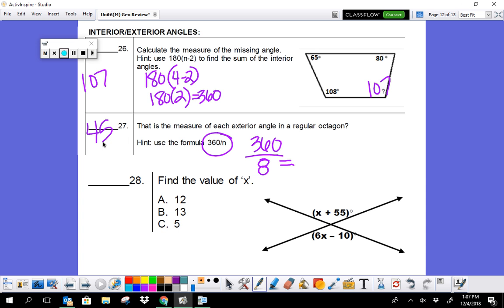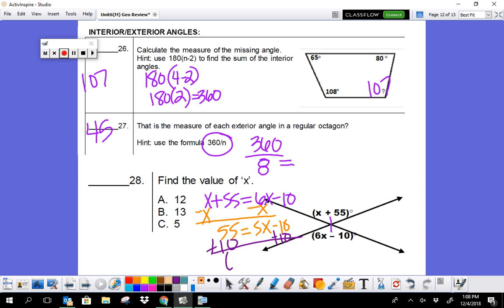Okay, the rest of this is review. So find the value of x. These are vertical angles, so they are congruent. So I'm going to have x plus 55 equals 6x minus 10. I'm going to move this x this way. So 55 equals 5x minus 10. I'm going to add this 10. So I have 65 equals 5x. Divide by 5. And you get 13.